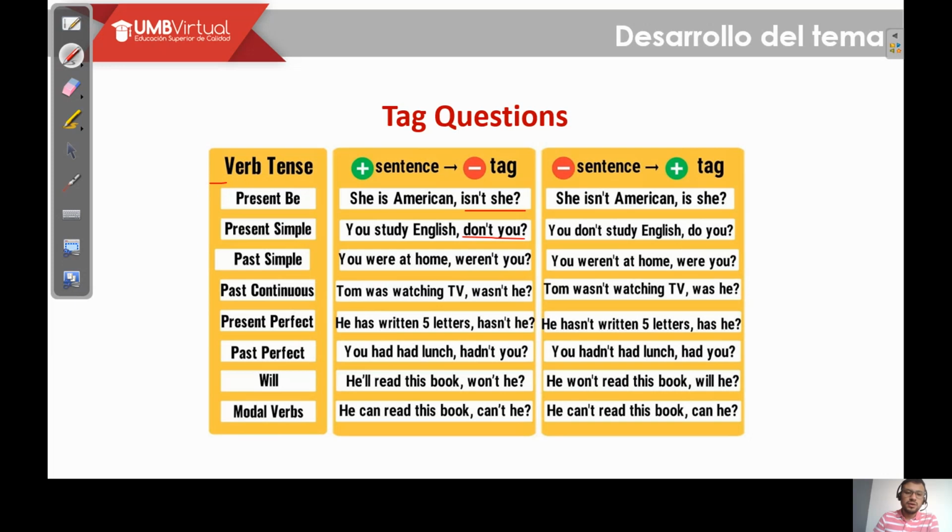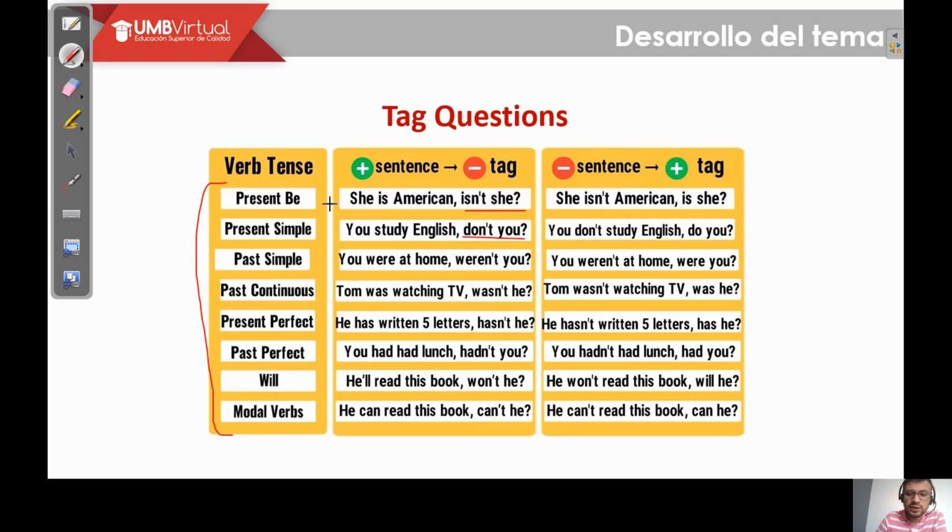And we have them in all the tenses. She's American, isn't she? You study English, don't you? Were you at home? Weren't you? Tom was watching TV, wasn't he? He was reading five letters, hasn't he? You had lunch, hadn't you? Well, he'll read this book, won't he? He can read this book, can't he?